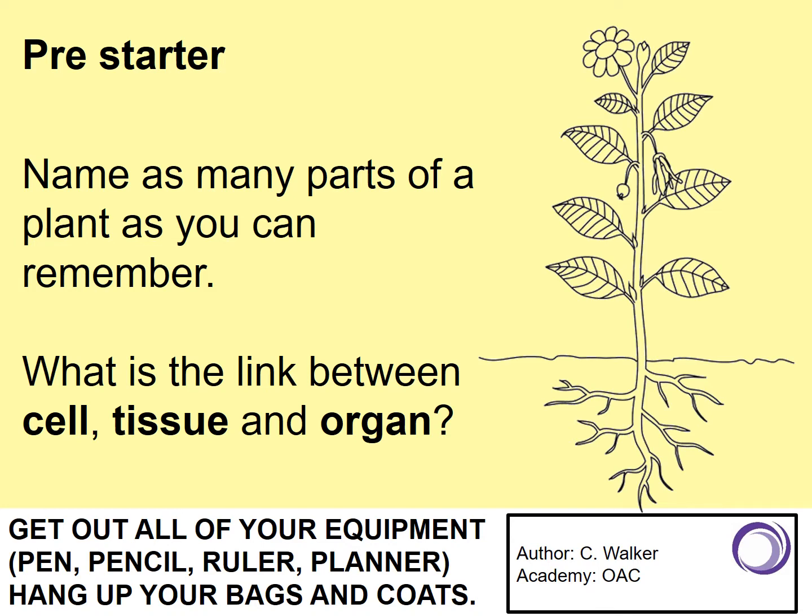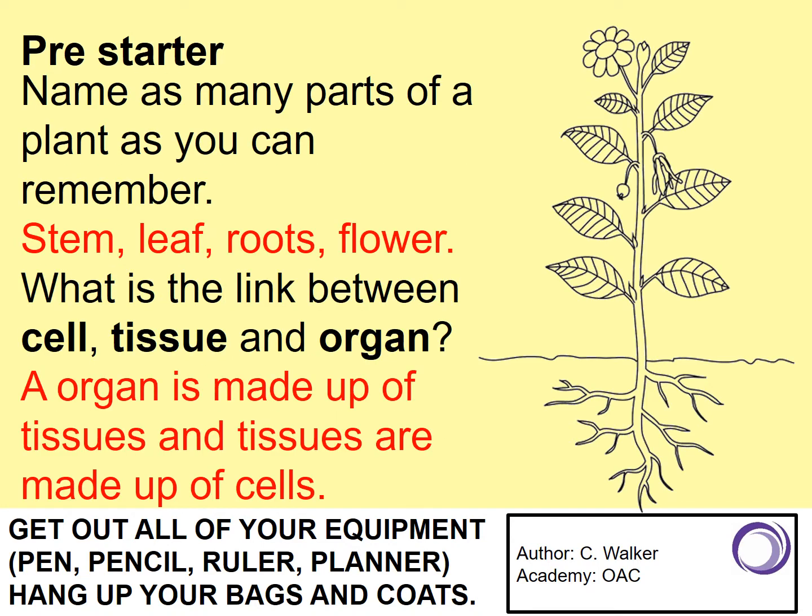Okay, let's have a look at the answers. So this first is easy. The stem, leaf, roots, and flower are the parts of the plant that you need to remember. Now, the thing that links an organ to a tissue is that an organ is made up of tissues and a tissue is made up of cells. So that's how you link them all together.